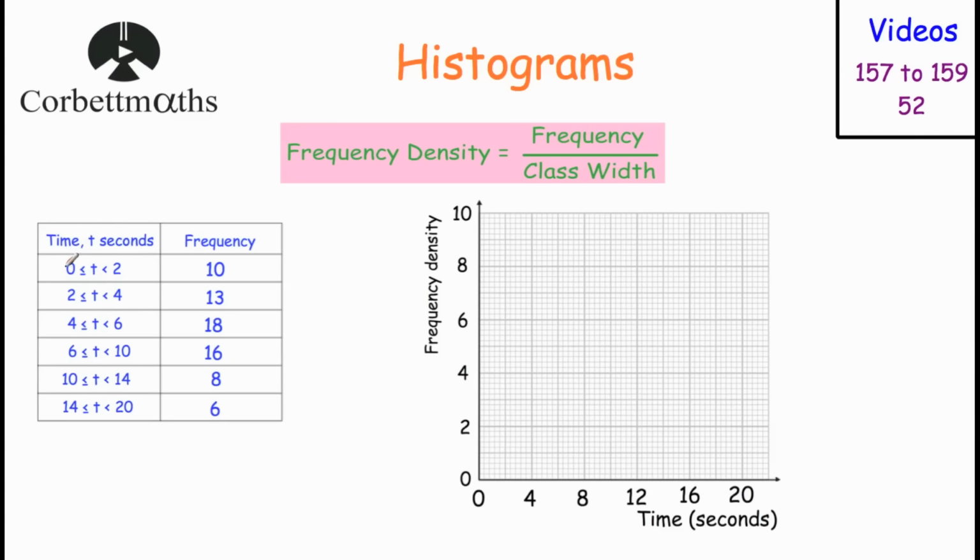As you can see here, we've got groups that are quite small. The first group's only got a class width of 2 seconds. It's only 2 seconds wide from 0 to 2. But the last group goes from 14 to 20, so it's actually got a width of 6. So it wouldn't be fair to draw a bar chart because some of the categories are much wider than the other categories. So you draw a thing called a histogram. The histogram looks at the frequency density, and the frequency density is found by doing the frequency divided by the class width.